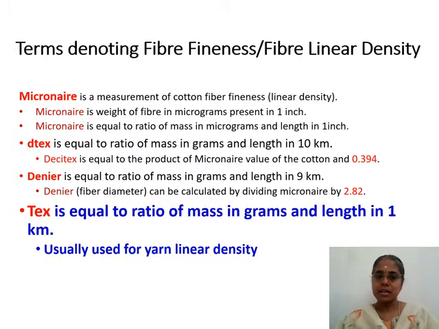Next is TEX. TEX is also a measure of fiber fineness, but it is a common term used for yarn linear density, yarn length by weight. Commonly, TEX is not used for fibers, but in rare cases when the fiber is very coarse, like a monofilament, they use TEX. TEX is the ratio of mass in grams and length in a kilometer. That is, if you take 1 kilometer of fiber and weigh it, the value you get in grams is called as TEX. It is used for yarn linear density commonly.